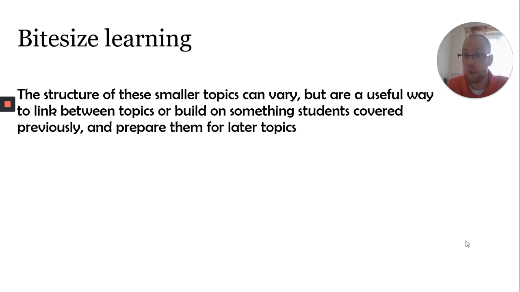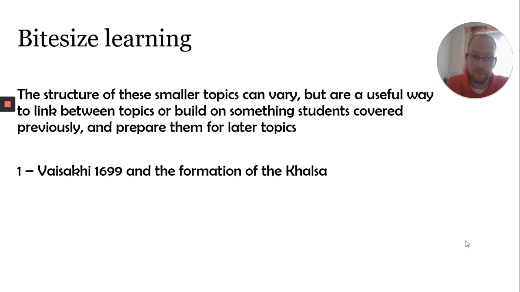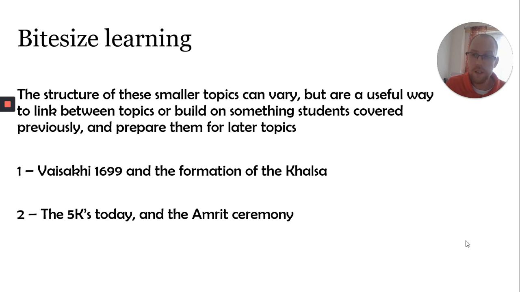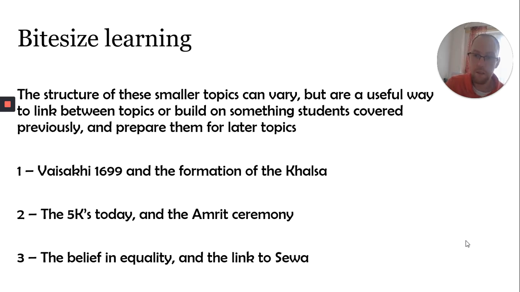This is a mini topic we've done during remote learning, trying to keep things short and snappy for our students so that they're not having to remember things over 6 to 8 weeks whilst at home. And it links to their prior learning. So, Lesson 1, Vaisakhi 1699, the formation of the Khalsa, it's Sikhism. Lesson 2, looking at the 5Ks today and the Amrit ceremony, so linking back to that. And then Lesson 3, the belief in equality, again tying to the 5Ks and to Vaisakhi 1699, the link to Seva as an act.